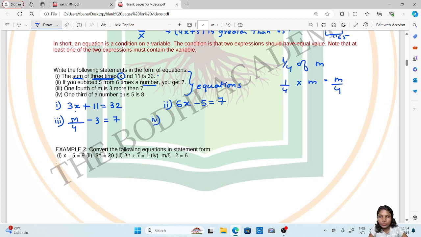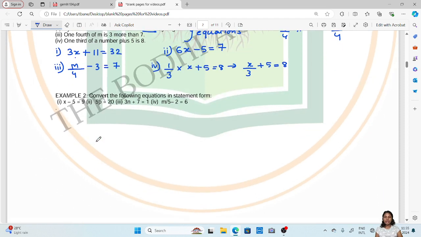1/3 of a number. When we say 1/3 of a number, what is it? It is into some variable x. Then we add 5 is 8. So this is basically x upon 3 plus 5 equals to 8. Understood? Now let's go ahead and see.